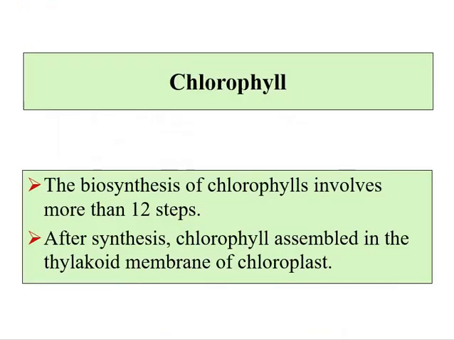Now, if we talk about the synthesis of chlorophyll, then we will find that the biosynthesis of chlorophyll involves more than 12 steps. And after the synthesis, the chlorophyll will be assembled in the thylakoid membrane of the chloroplast. So I have told you that the chlorophyll and the other pigments are present in the thylakoid membrane of the chloroplast.